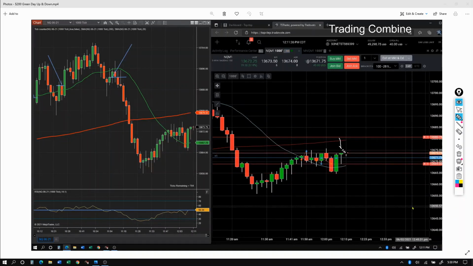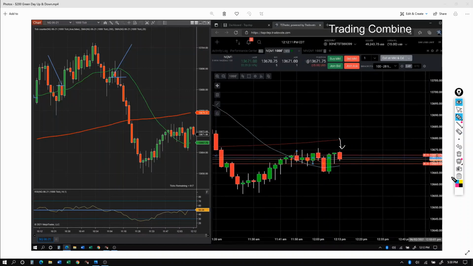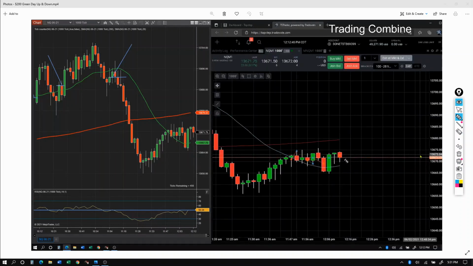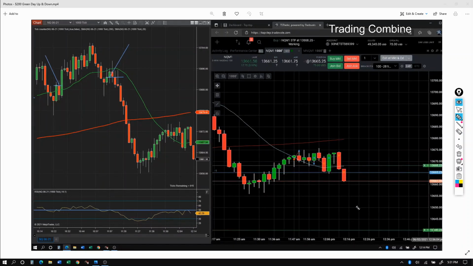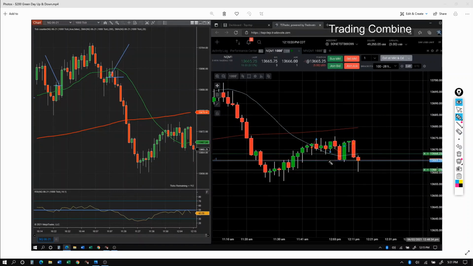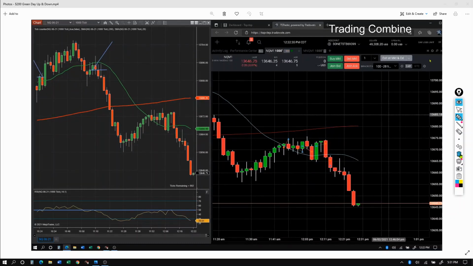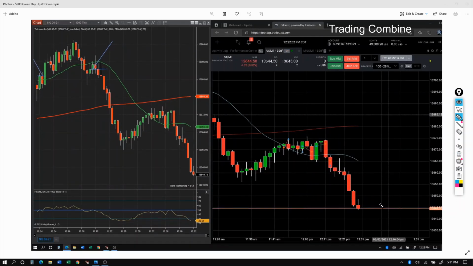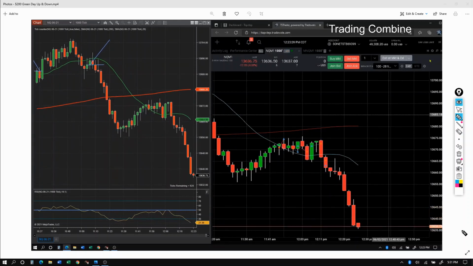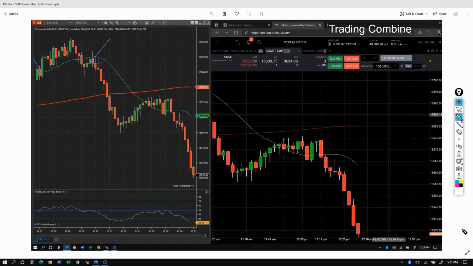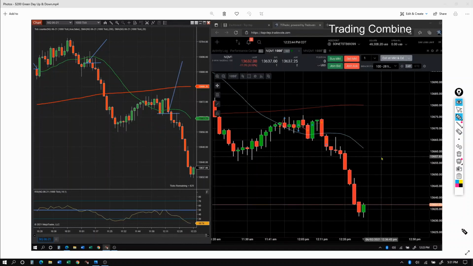Okay, and you see how this one becomes a green doji. So now the market's going to come down from that point on. I got in for the break below that green candle, and I got out for a teeny bit. But look how massive the drop is. I missed out on over $600 in just this move right here.